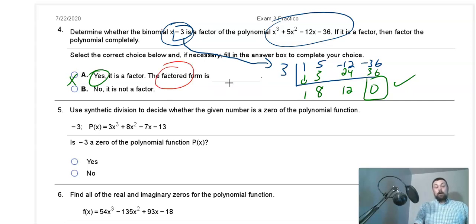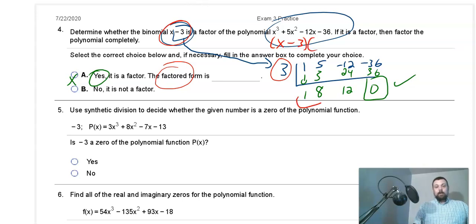If it's a factor, then go ahead and factor this polynomial. So I want to factor this. Now, this divisor is not just 3. A lot of students say, oh, I divided by 3. You didn't divide by 3. You divided by x minus 3. That's one of your factors. So this polynomial here will factor as x minus 3. That's one of the factors.